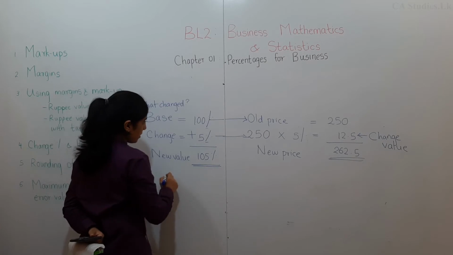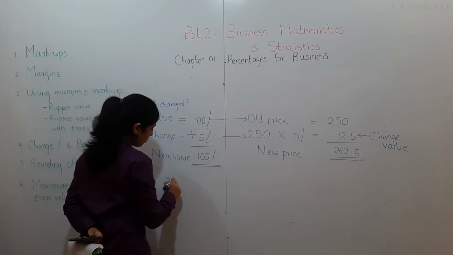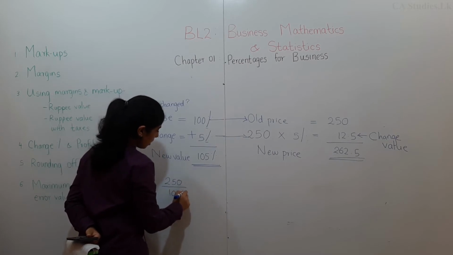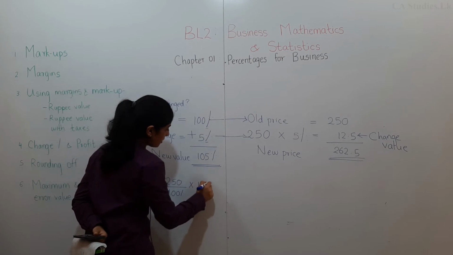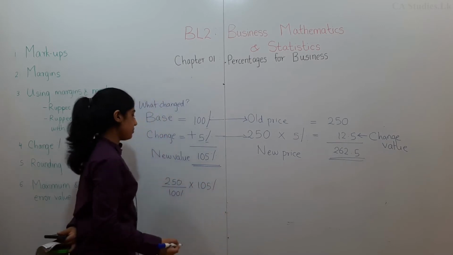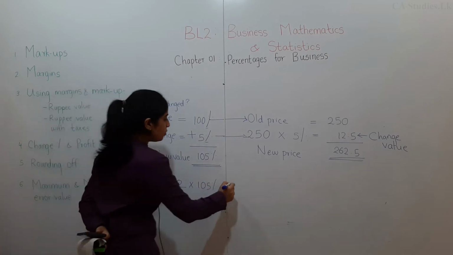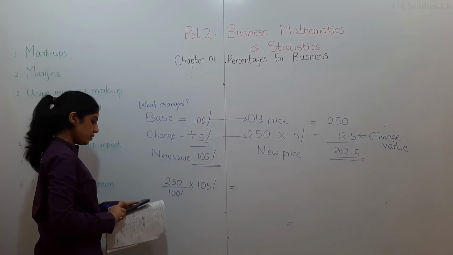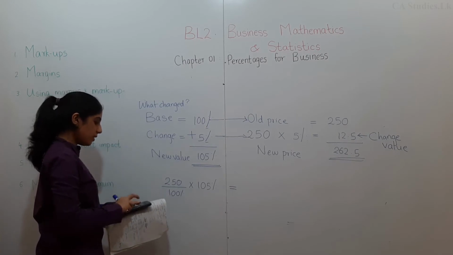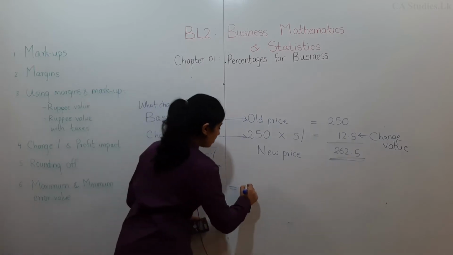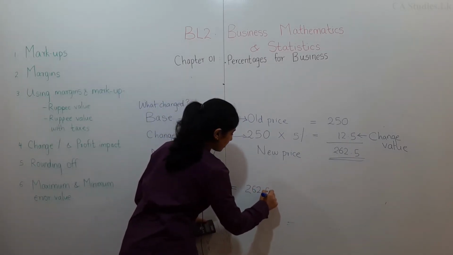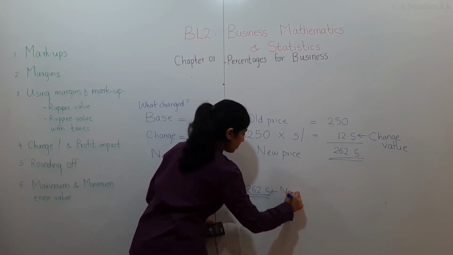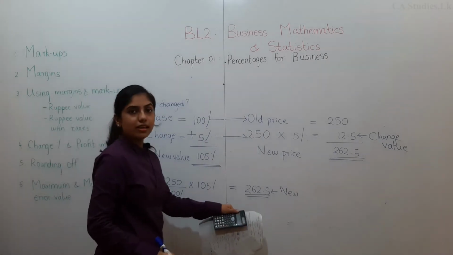So you can say, 250 rupees is equal to 100%, how much is it for 105%? That will give your new rupee value. So basically 250 multiplied by 105% is 262.5. This is the new value. See, it's the same.